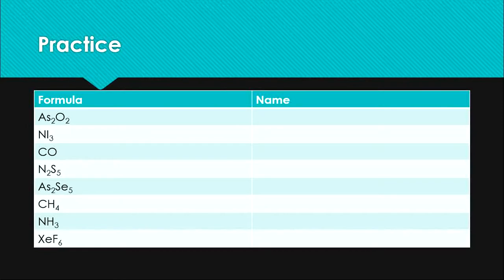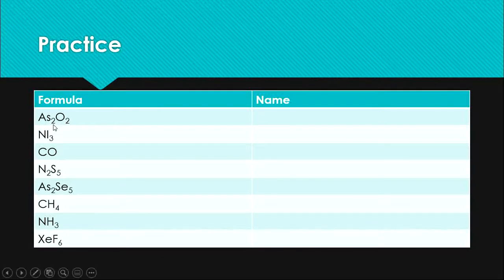The first example we have is As2O2. You do need your periodic table so that you can look up the name of these individual elements. So here you see that the subscript tells you how many atoms there are of that element. Right? So the 2 here, As2, indicates that there are 2 arsenics, and the O2 indicates that there are 2 oxygen atoms. So in the name, we use the prefix first to indicate the subscript.